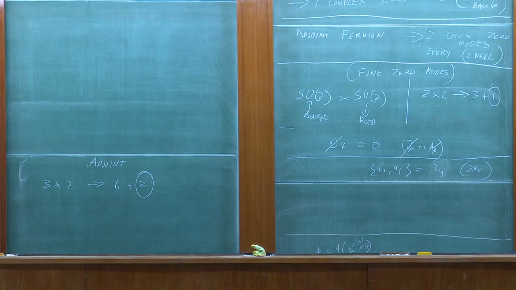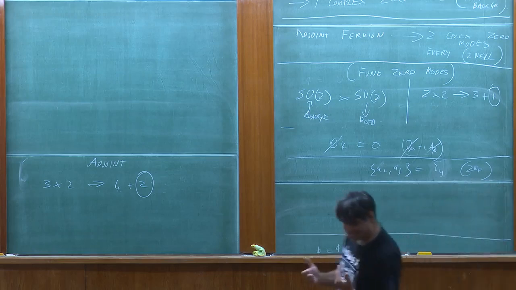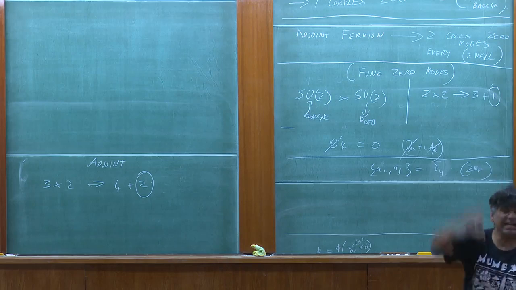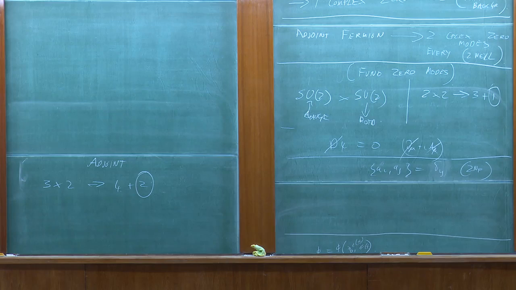Is this clear? And in this case, the fact that we've got 2NF is an accident of SU2. In this multiplet, you've got this complex scalar. You remember what a hypermultiplet was? It was a complex scalar and a complex fermion. Now, for the complex scalar in an SU(N), if you have NF of these, they would be invariant under SU(NF) symmetry. However, in the case of SU2, there is this accident, which is that the fundamental is the same representation as the anti-fundamental.